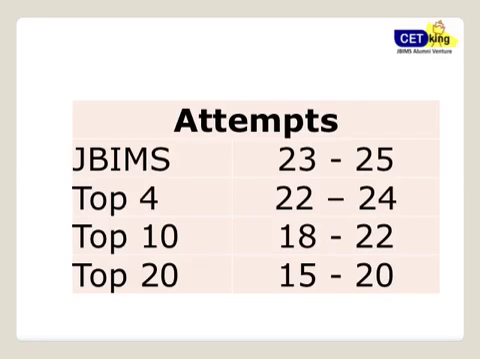Alright, so this is the cutoff which will be expected, the ideal attempt which you have to make. If you are expecting Jamnalal Bajaj, your attempt has to be 23 to 25. Top 4 colleges 22 to 24, top 10 18 to 22, and top 20 was 15 to 20. So that's your ideal number of attempts. With decent accuracy, you can expect a good score. From a score point of view, I already told you overall 300 is the score, but out of 25 questions in Quant, you have to attempt 25.